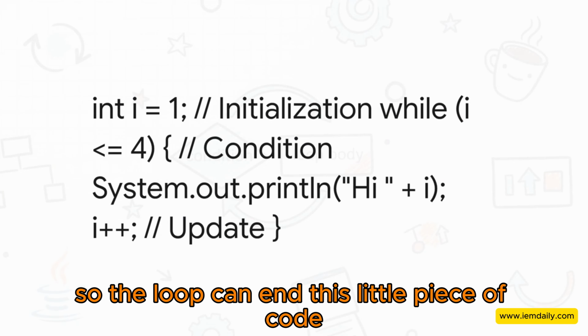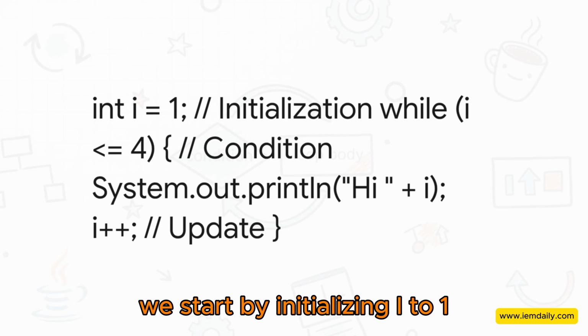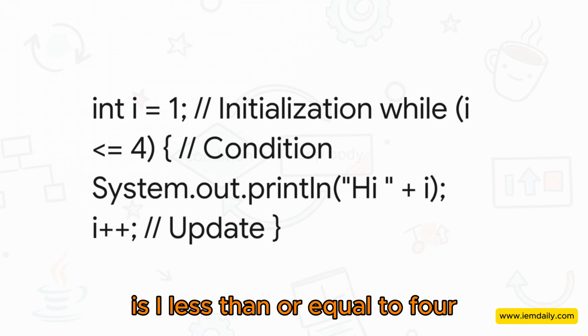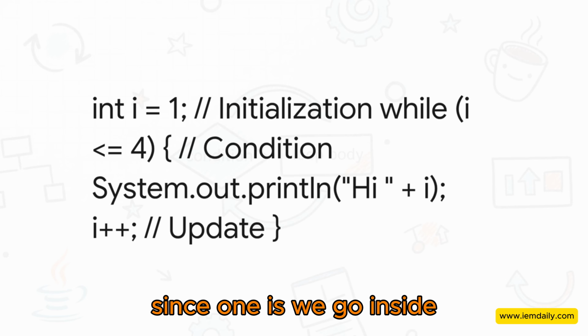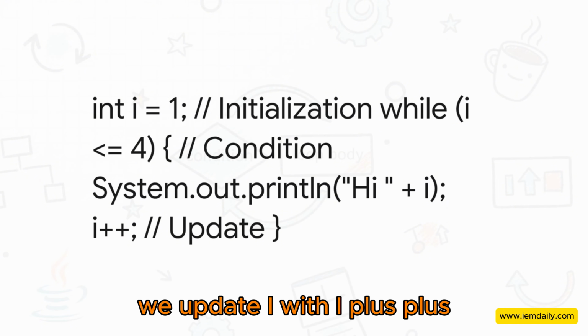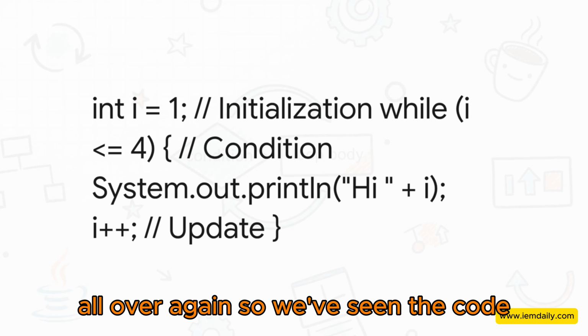This little piece of code is the perfect example of our 3 keys in action. See? We start by initializing i to 1. Then, our while loop checks the condition, is i less than or equal to 4? Since 1 is, we go inside, print our message, and then, the most important part, we update i with i++. Now i is 2, and the loop gets ready to check the condition all over again.